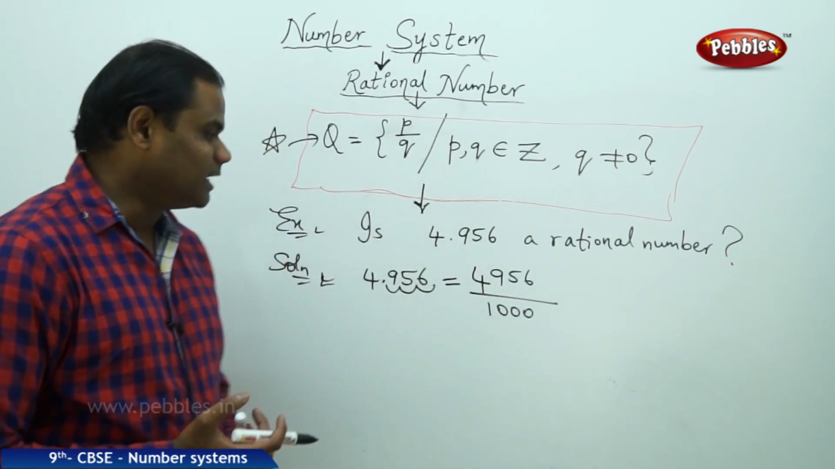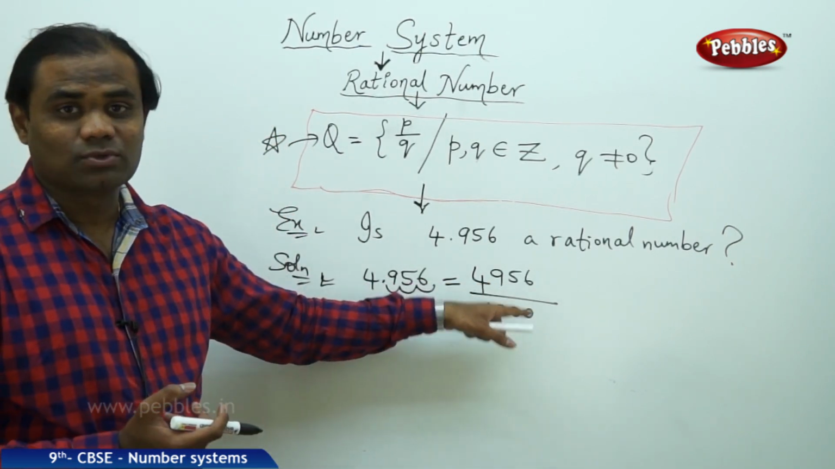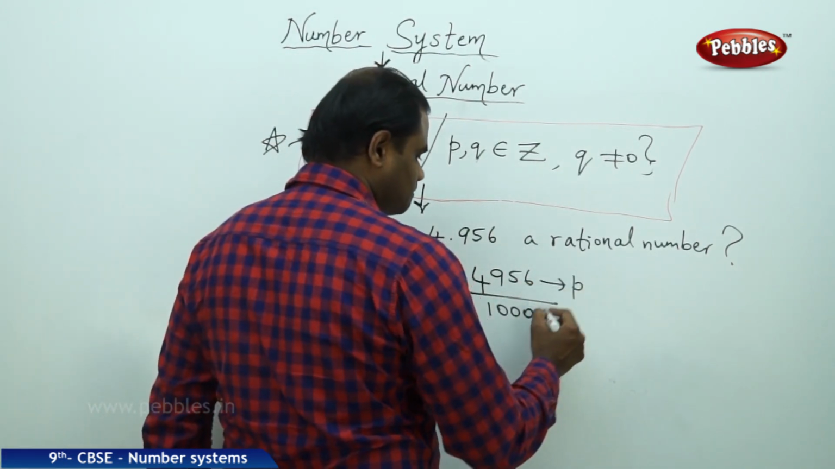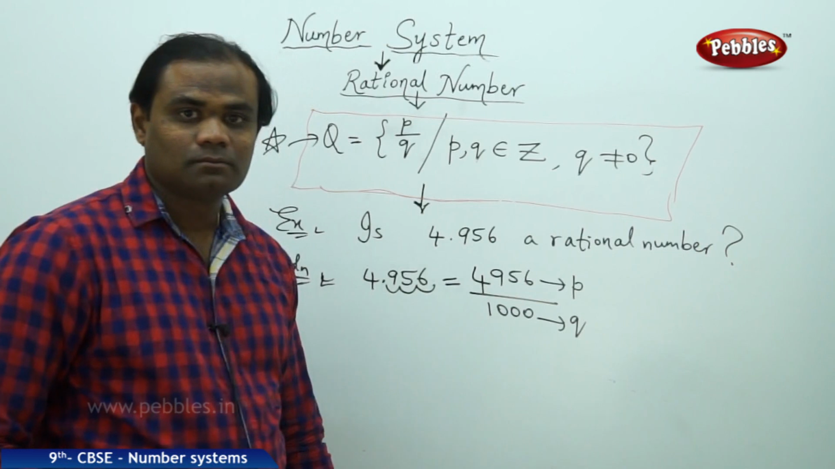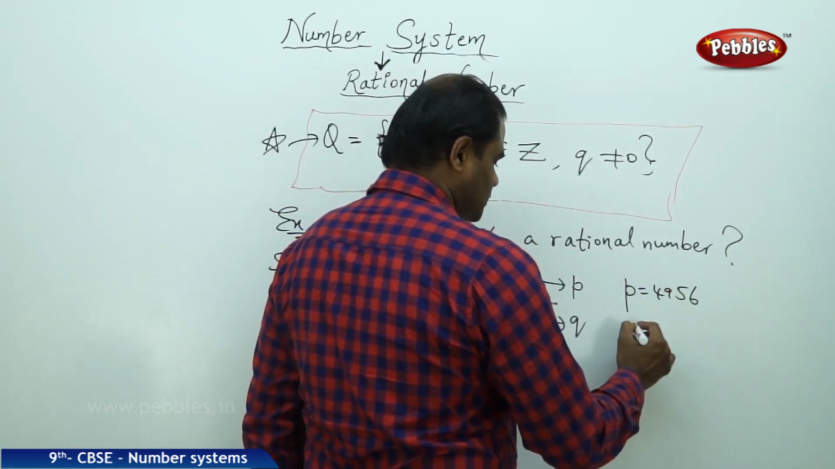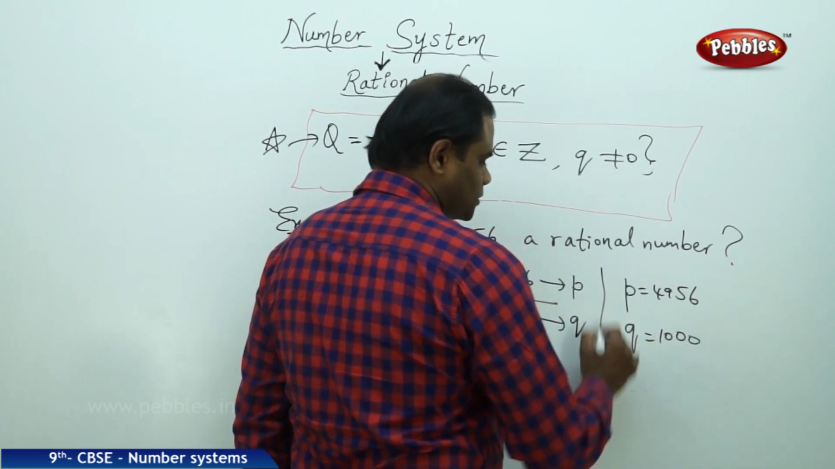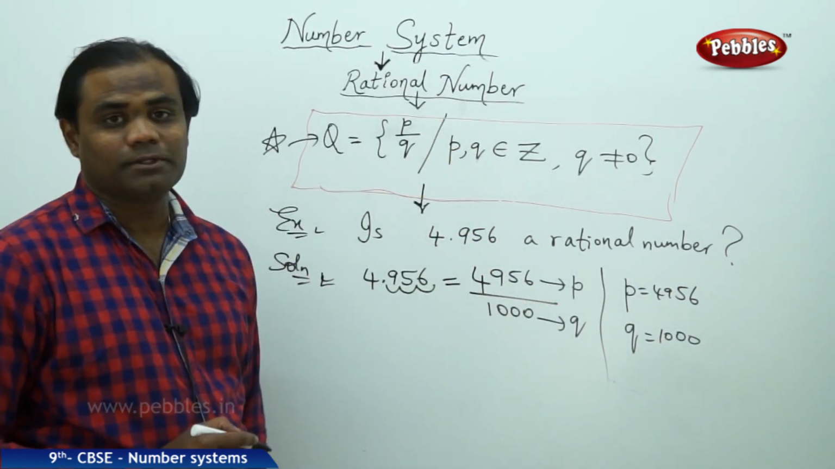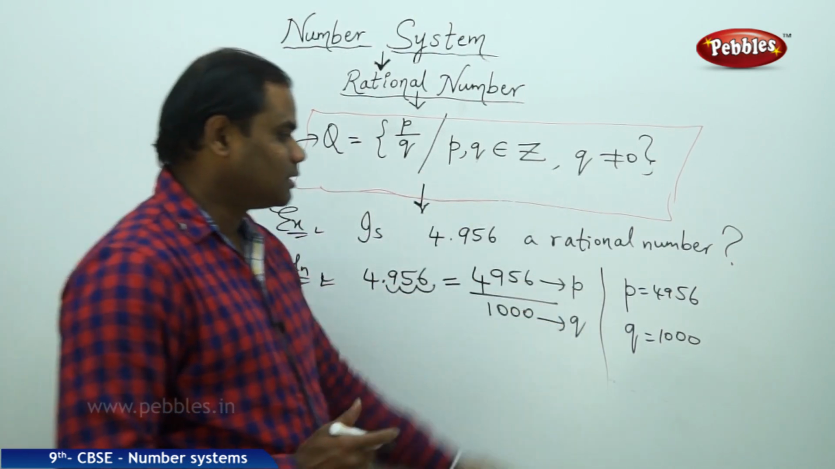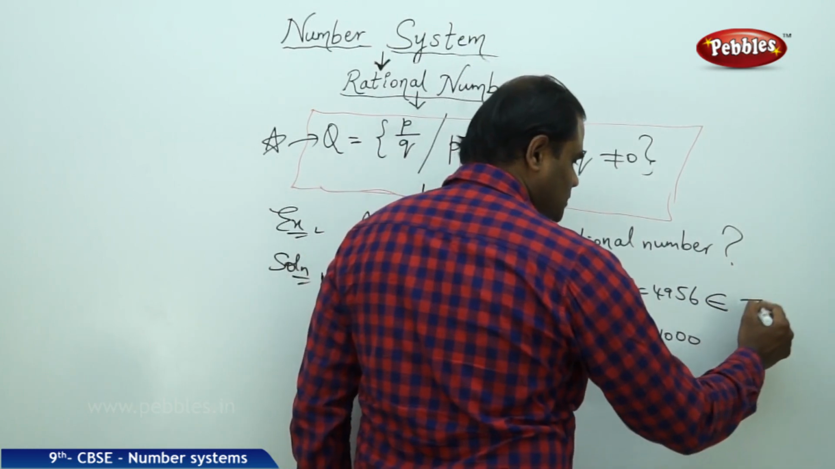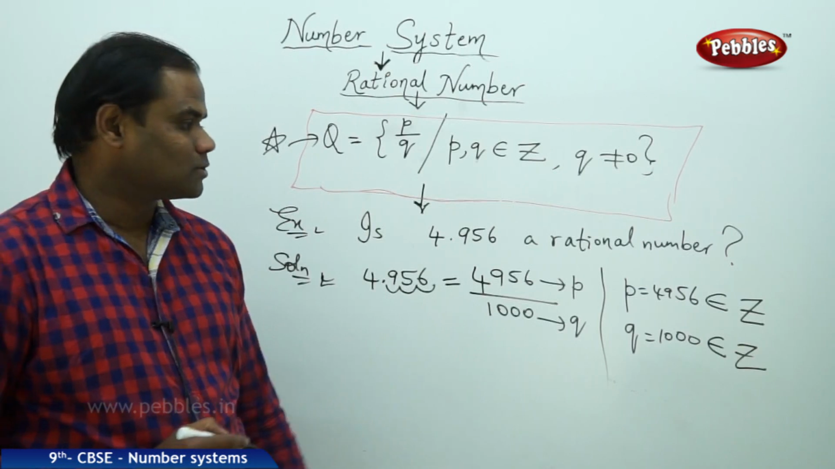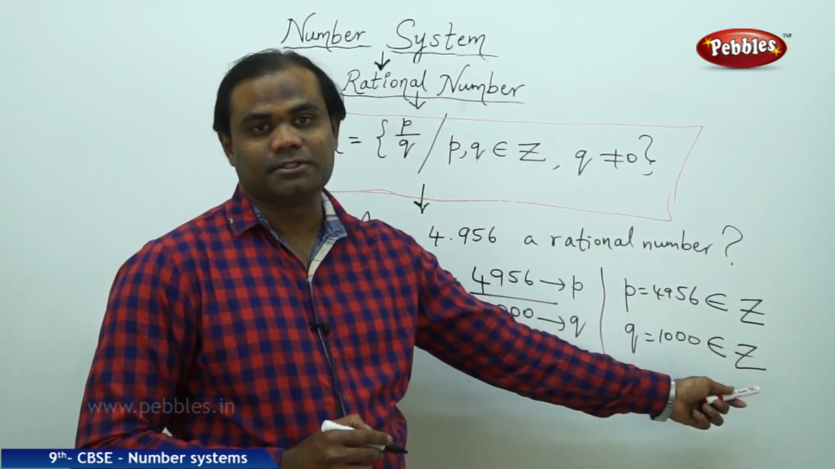Therefore, this, which can be expressed as 4956 by 1000, is the indirect simplified form of the given decimal 4.956. Now let's see if this passes through the two tests for a rational number. This is P, this is Q, and I have my P as 4956, and my Q as 1000 in the denominator. Test number 1: P and Q must be integers. Clearly, 4956 is an integer and 1000 is an integer. So I have my P and Q, which are integers.